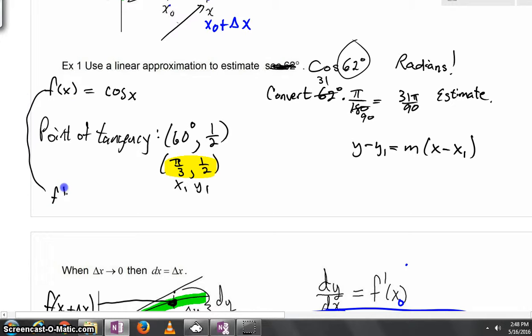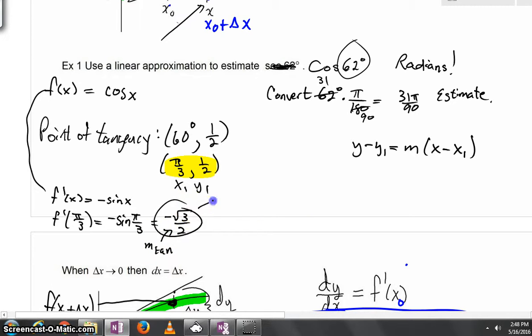Take the derivative. F prime of x. What's the derivative of cosine? Negative sine of x. But guess what I'm going to plug in? I'm going to plug in pi over 3. I'm working out my tangent line slope at the point of tangency. What is the sine of pi over 3? Radical 3 over 2. Don't forget there's a negative. So that's your tangent line slope.